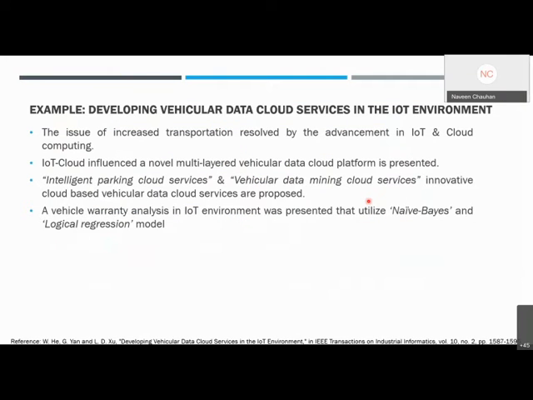An example we can discuss while discussing the amalgamation or integration of both technologies is developing vehicular data cloud services in the IoT environment. So whatever the vehicular data is, developing the vehicular data cloud services in the IoT environment. These are some of the case studies which depend upon the IoT cloud. A novel multi-layered vehicular data cloud platform is being presented over here.